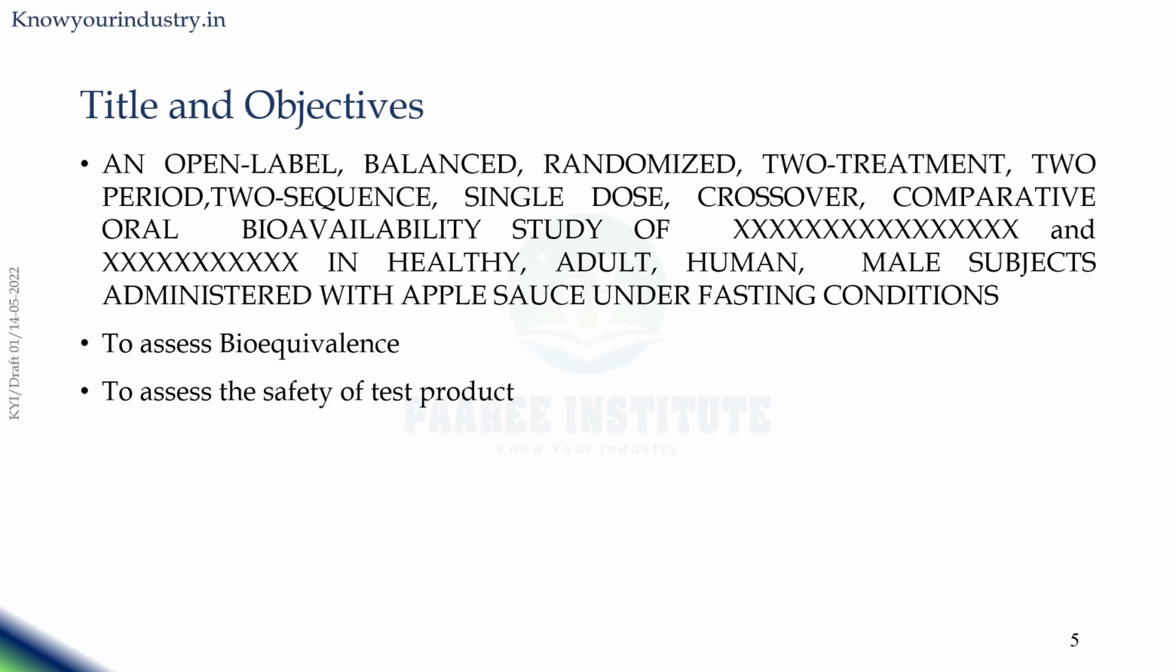Then the sequence. For example, in 2 periods you will have first test T, followed by the second period R, which means the sequence is TR. Then if some subjects will have first reference followed by the test, that will be the sequence called RT. So TR and RT are the 2 sequences. So generally it is called 2 sequence. Sometimes if it is 3 periods, there can be 3 sequences. So like that, the sequence will be decided.